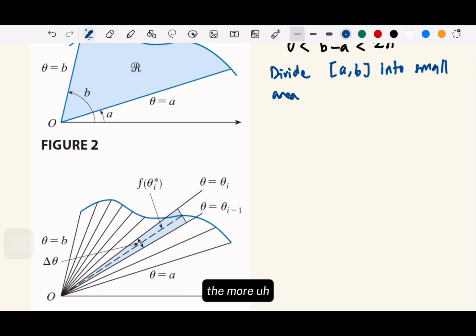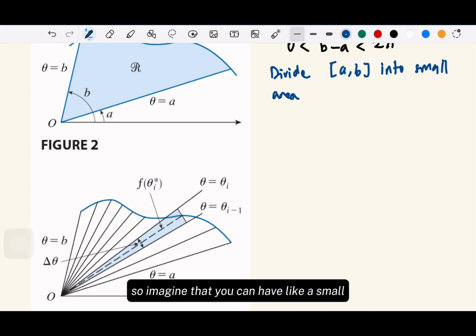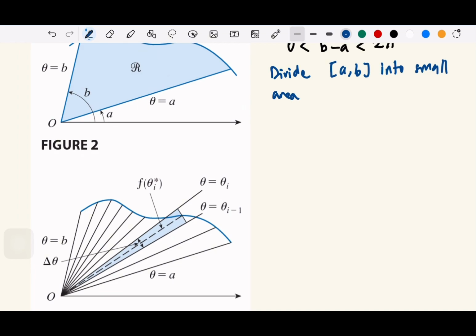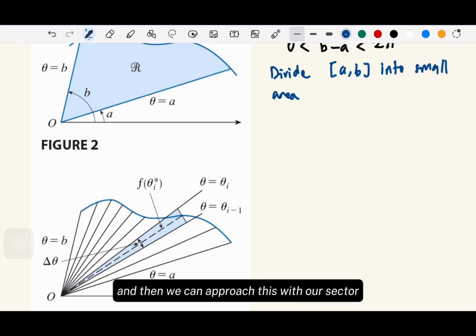You could guess obviously from this area that when we cut into small pieces, it will be more accurate, and we could approach each with a sector. Imagine that you have a really small one, and then we can approach this with our sector, and then we add those from this angle to this b. I think you could see that that is the form of integration, right?